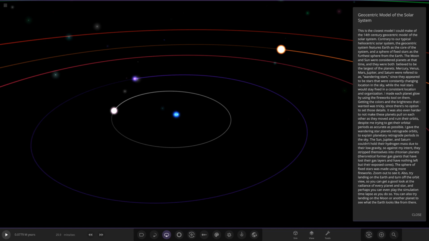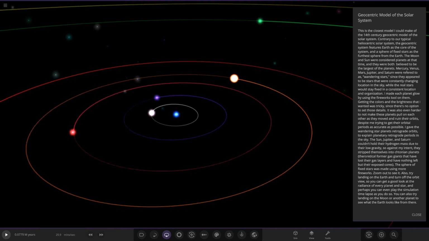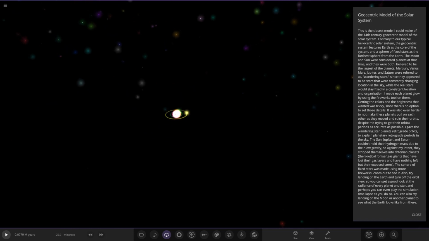The surface of fixed stars was made using more fireworks. Zoom out and see it. Also try land on Earth and turn off the orbit view so you can get a good look at the radiance of every planet and star, and perhaps you can even play the simulation time-lapse as you do so. Oh, we'll have to play it.